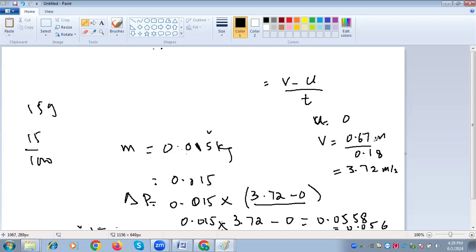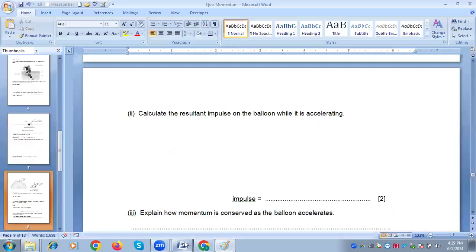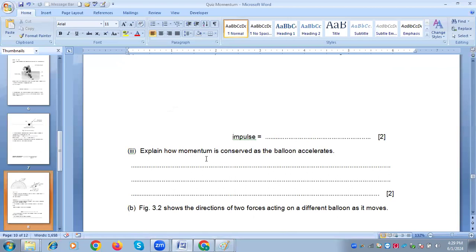Two significant figures in the value of velocity, distance, two significant figures in the value of time. So two significant figures in the value of the change in momentum, right? So that's not the end of the question.